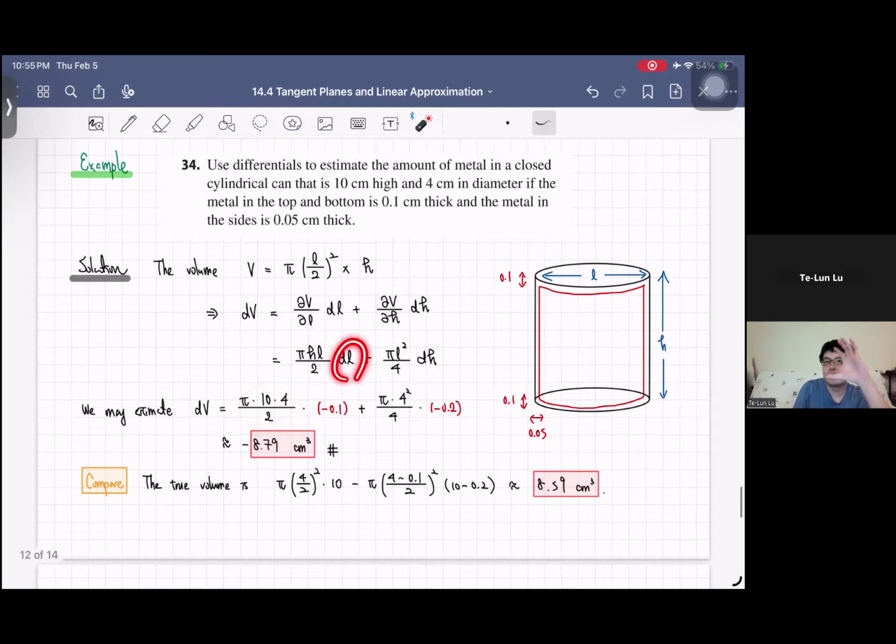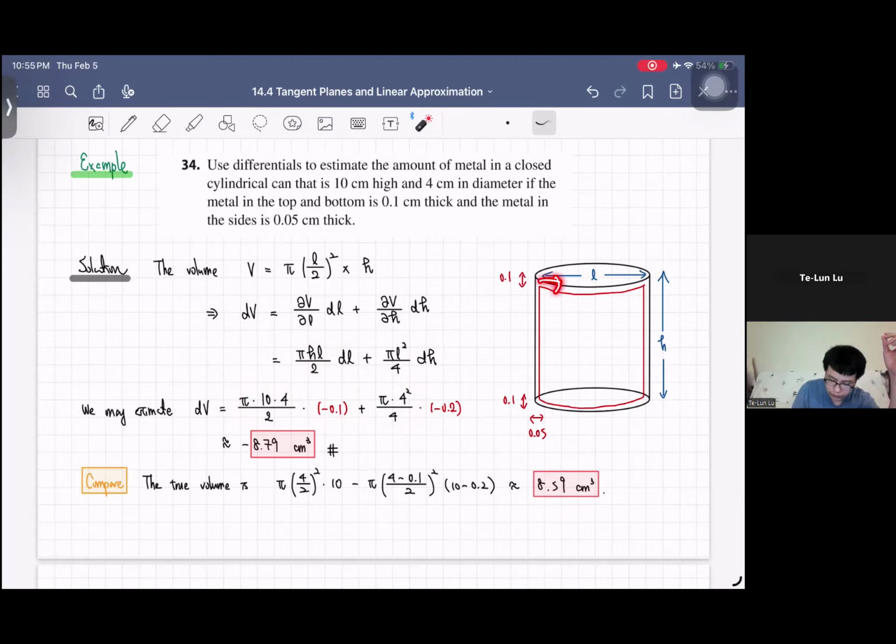And now you are shrinking the metal, right? So you get minus 0.1, which is saying that we're shrinking the diameter by 0.1, and we're shrinking the height by 0.2. If you evaluate that, you'll get minus 8.79. That means the difference between the smaller volume and the larger volume is approximately minus 8.79, right? And you can see that is actually a good approximation in the sense that these two are really, really close.